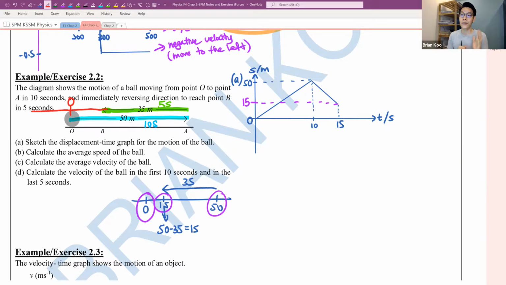Just remember, if you ever get confused about what displacement is, tell yourself that it's the position of the ball at that point from the original point. How far away are you from the original point? At this point, the ball is 50 meters away from the origin. At this point, the ball is 15 meters away from the origin. Makes sense. So this one I can rub a bit because you didn't have to use the negative side.